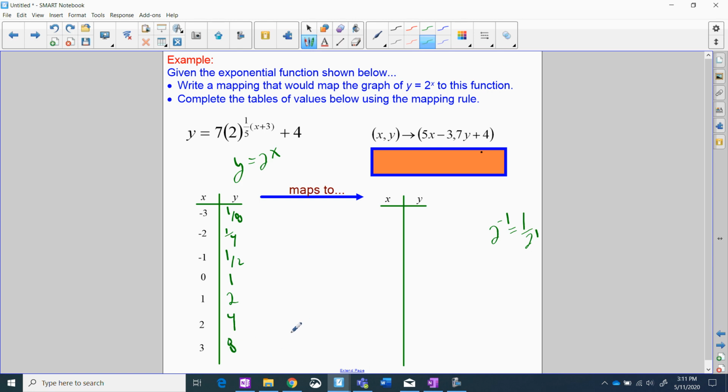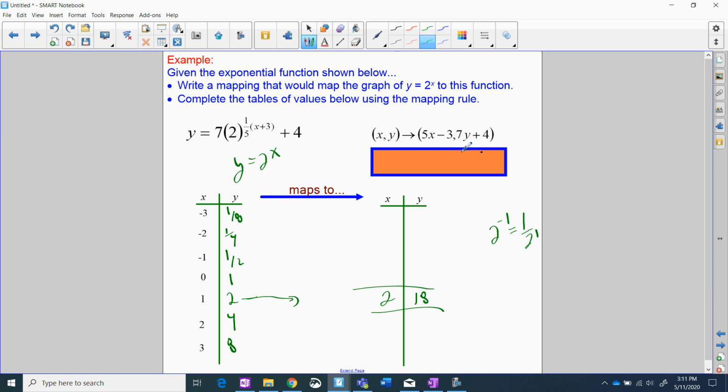And then if you were going to graph it, I'm not going to go through all of these, but let's pick a couple. Let's keep it easy and pick this one. Where would (1, 2) end up? Take x as 1 and put it in here. 5 times 1 is 5. 5 take away 3 is 2. Put 2 in for y. 7 times 2 is 14 plus 4. You'd do that for a series of points, and then plot these new points, and that would give you what this graph would look like. And that's how you use mappings.